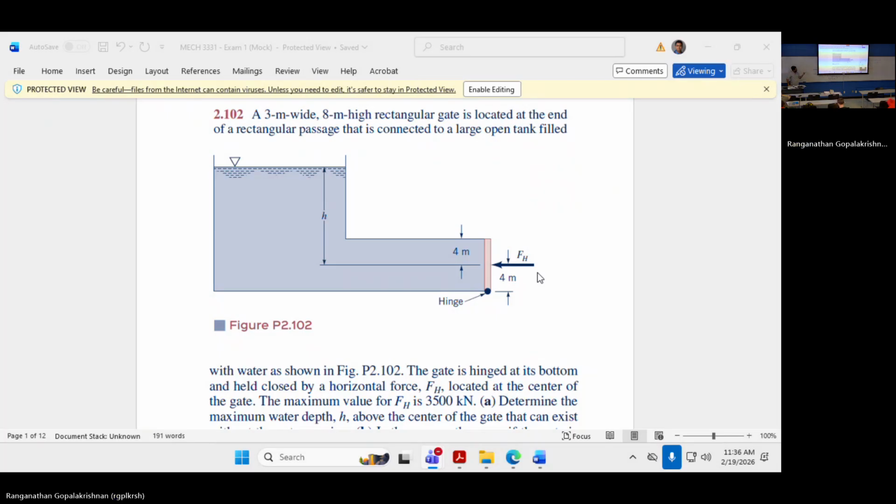Like, are you talking about this FH times 4? Okay, that's easy. Yeah, sure. 3,500 multiplied by 4. Yeah. Shall we calculate the moment? Yeah. Okay.